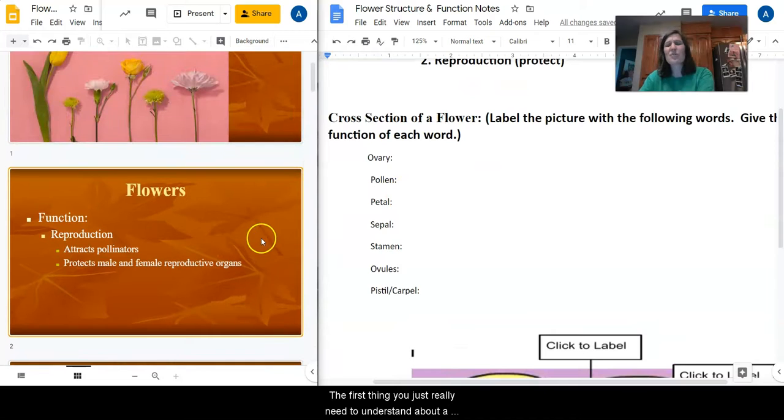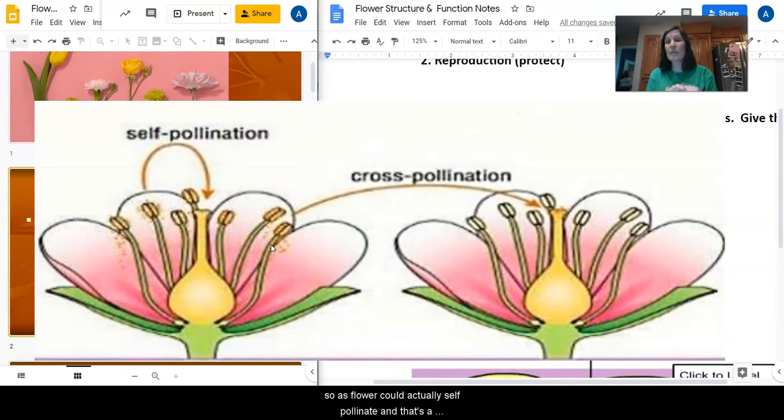The first things you just really need to understand about a flower is some flowers have both male and female parts. So a flower could actually self-pollinate, and that's a common misconception. It's still sexual. If a plant pollinates itself, it's still sexual reproduction because the male gamete, sex cell, is hitting a female gamete, sex cell. And anytime a female and male gamete come together, that is sexual reproduction. So even if a flower pollinates with itself, that is sexual reproduction.